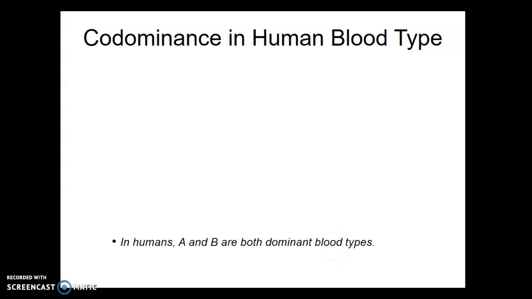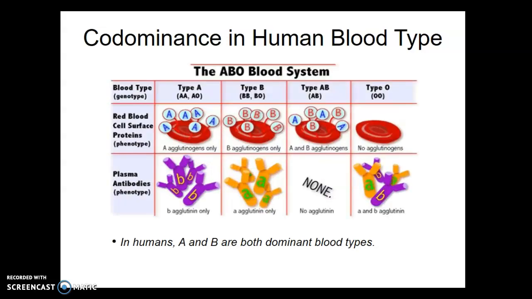Human blood types are a really good example of codominance. So in human blood type, A is dominant, but so is B. So A and B are both dominant, which means they are codominant. But they're not the only blood types that we will see. We'll have some examples of that in a little bit.